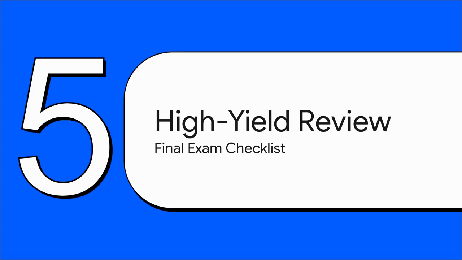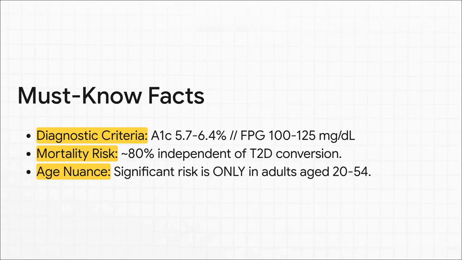All right, let's bring it all home. Section 5, the high-yield review. If you're cramming the night before your exam, this is your final checklist. These are the absolute must-know facts. First, the numbers. A1C, 5.7 to 6.4. Fasting glucose, 100 to 125. Burn those into your brain.